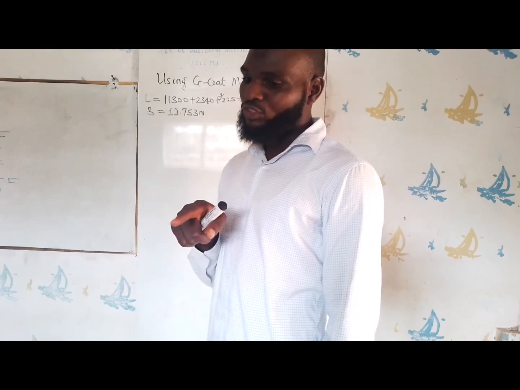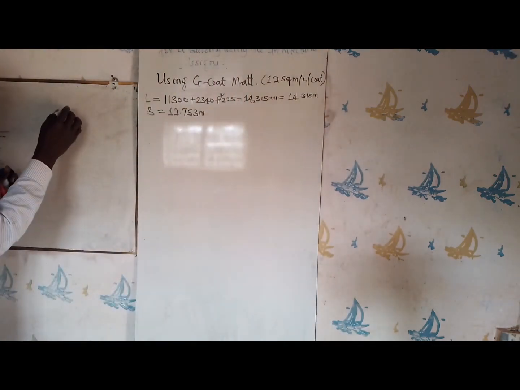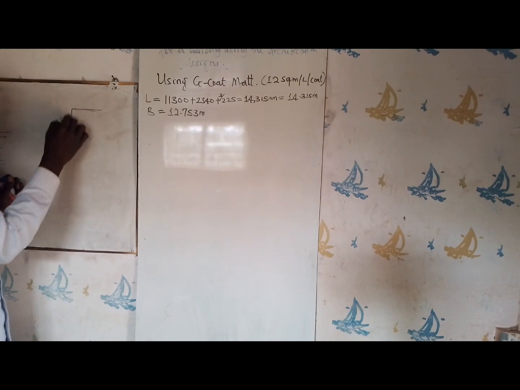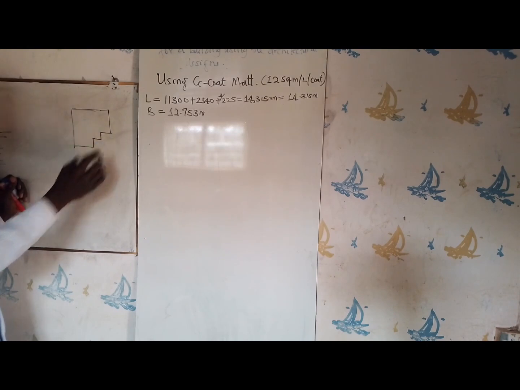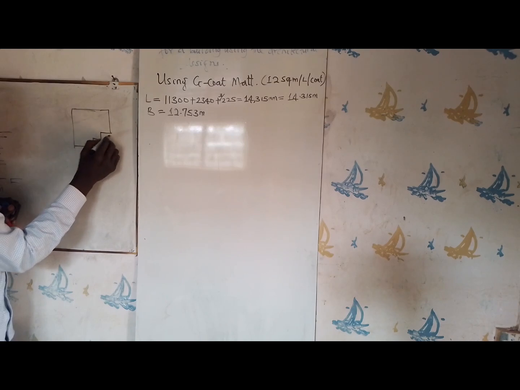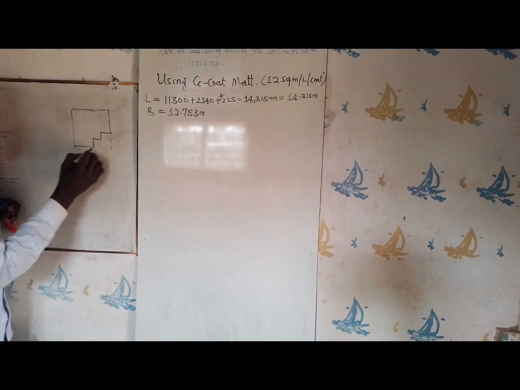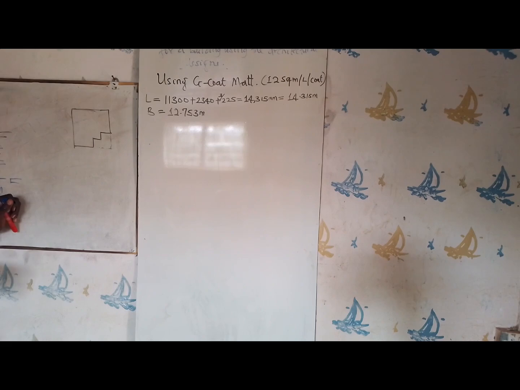Even though we have projections there, if you look at the shape of the building, it's like this. Let's say the ground floor is like this. If you look at it well, you can decide to bring this one here, this one here too, this one here, and this one here. So at the end of the day, you still have a perfect rectangle.